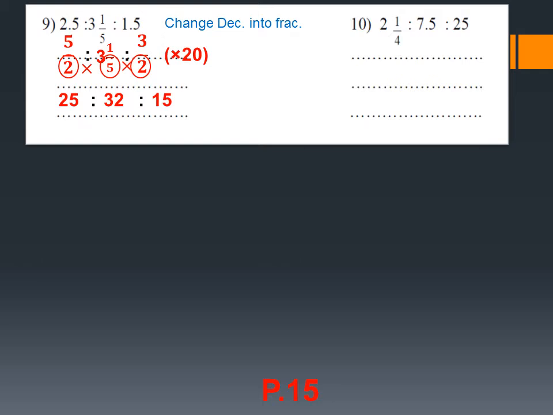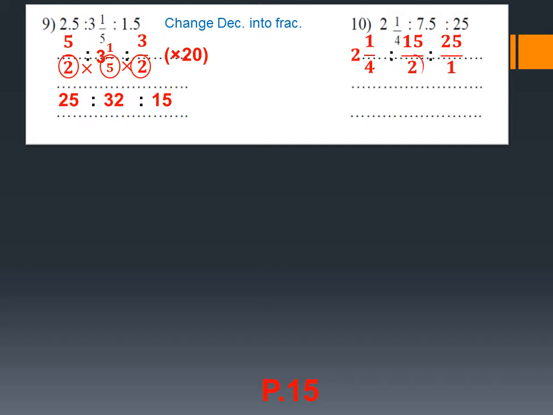2 and 1 over 4 to 7.5 to 25. Here we have a fraction, a decimal and a whole number. Fraction is stronger, so I need to convert all of them into fractions. 2 and 1 over 4 stays as it is. 7.5, I will convert the decimal into a fraction, and convert the whole number into a fraction by putting it over 1. Convert 7.5 into the fraction 15 over 2.